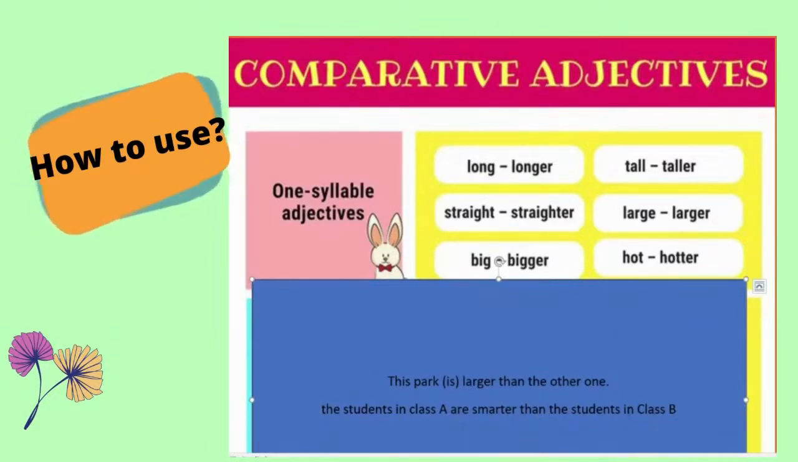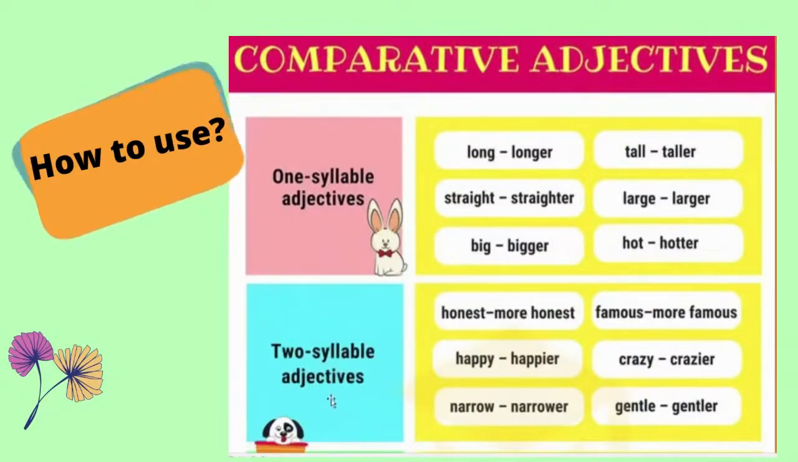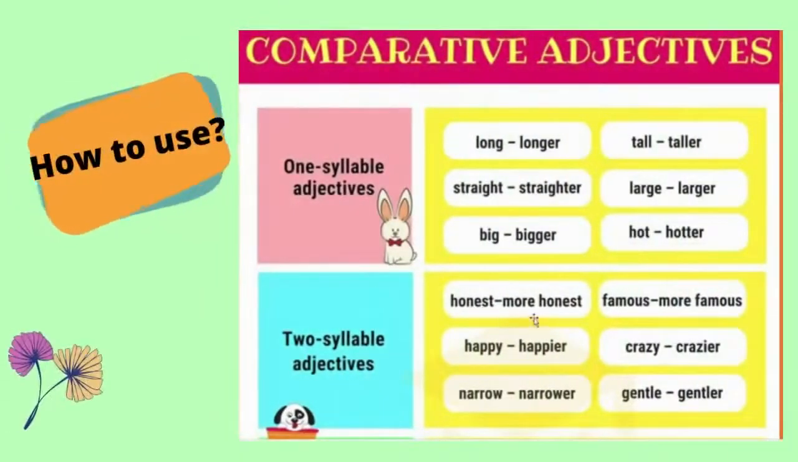Right? Now let's look at the second part of comparative adjective. Two syllable adjectives. So what does that mean in here? It means that the adjective can have two syllables, can have two parts. Let's look at these examples. Here we have honest. That means it has two syllables. So in this case we need to add more: more honest. We can't add ER. We can't say honester, for example. And the same thing, famous. Because it has two syllables, we need to use more famous.